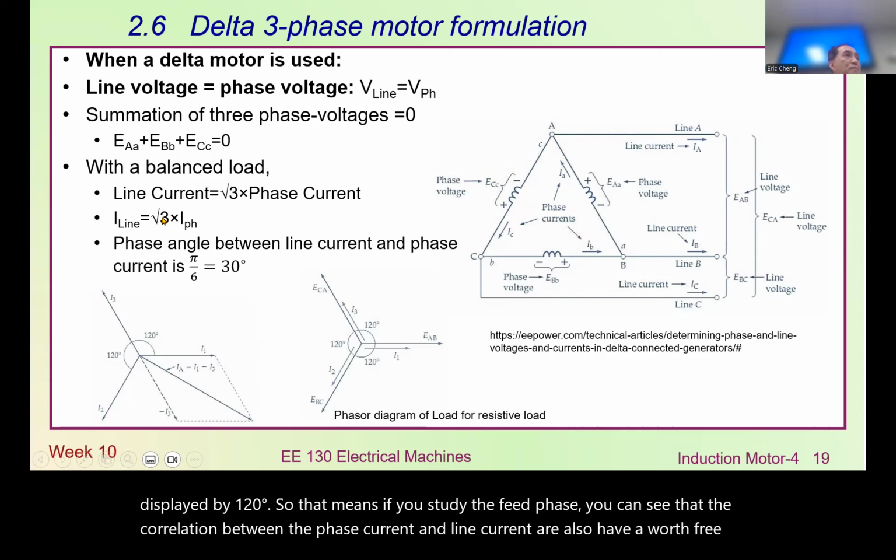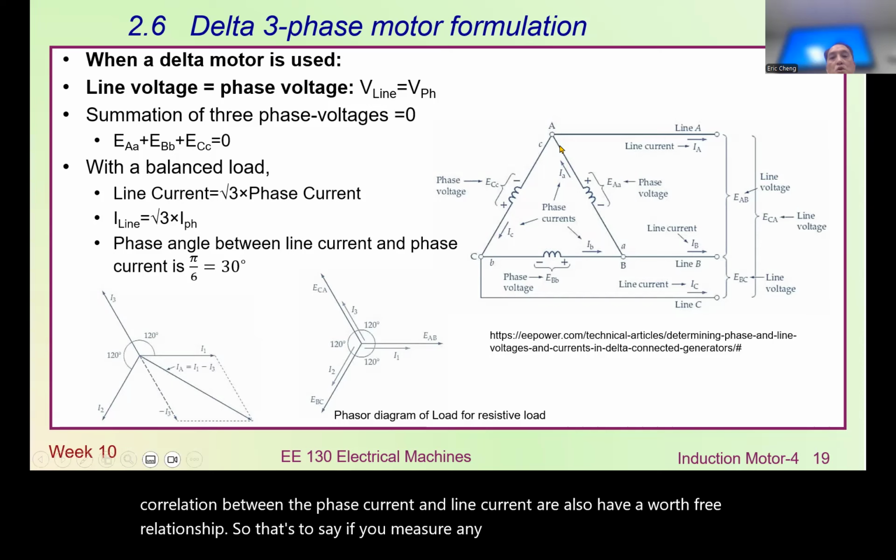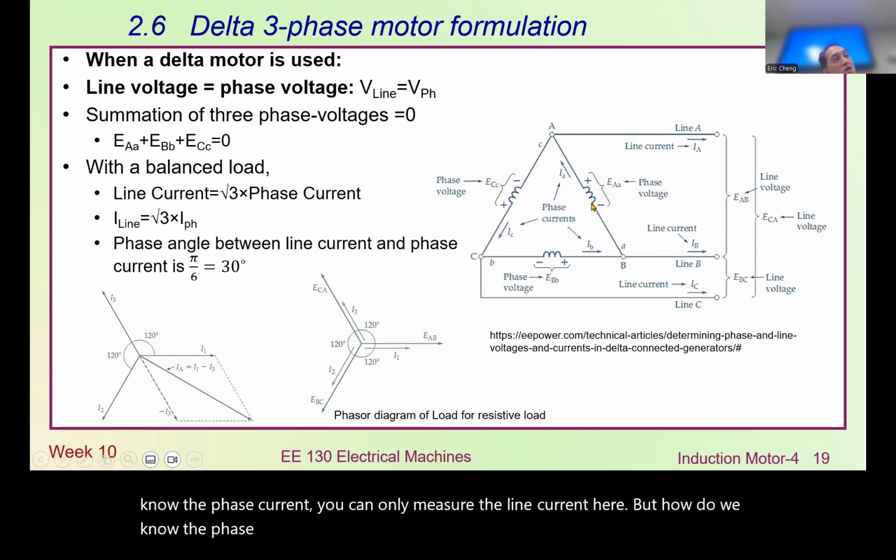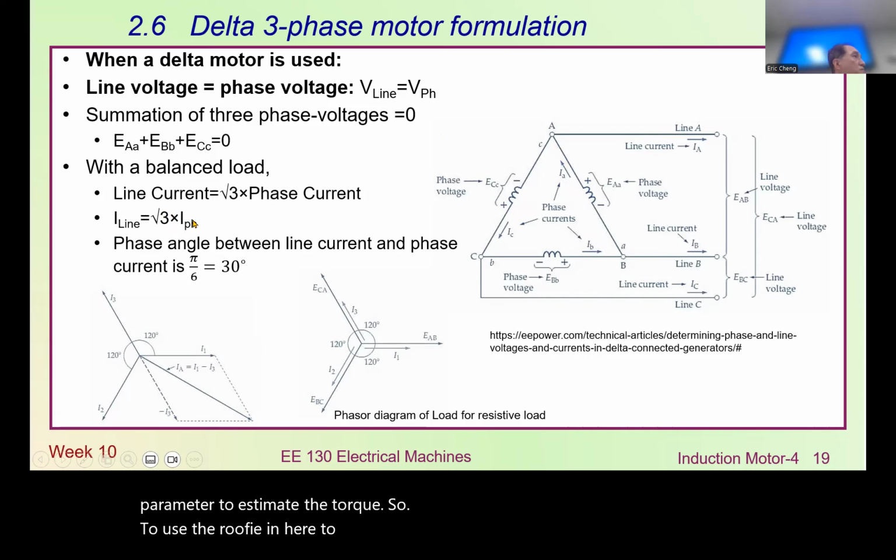If you measure any motor, you do not know the phase current; you can only measure the line current. But how do we know the phase current? We need the phase current to estimate the motor parameters and the torque. So you need to use the root-three relationship to get the phase current. Bear in mind, the line current and phase current are also displaced by 30 degrees.